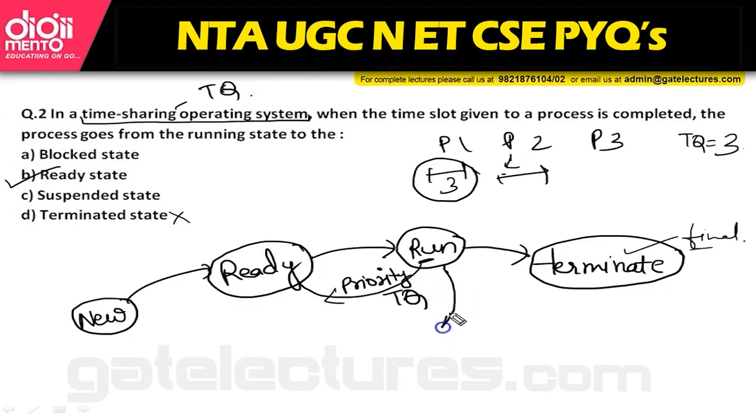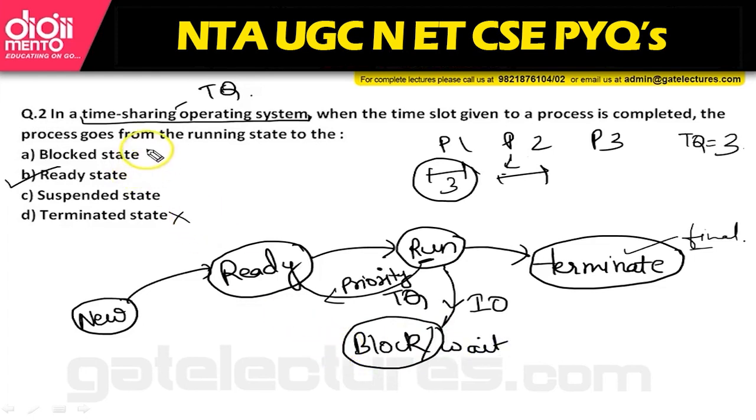Now let's see what the blocked state is. When a process which is in the running state requests IO, then it goes to the blocked state. Block, or you can also say wait state. So this is not the answer. Then after block it can go to the ready state again.